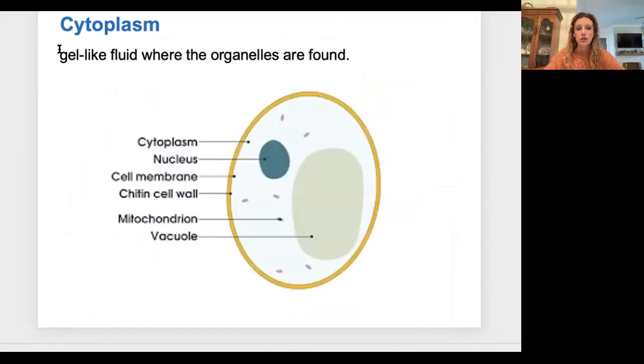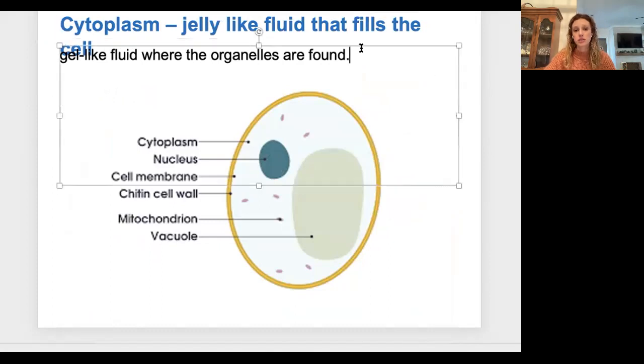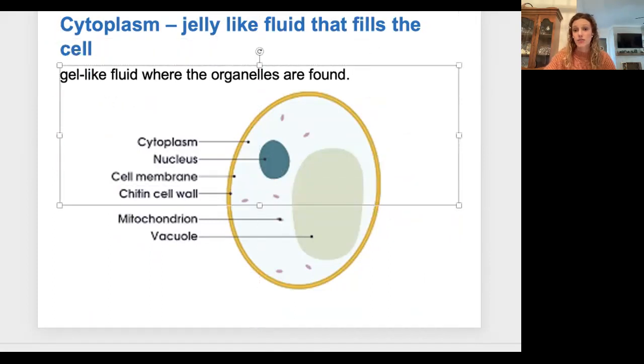Okay, so cytoplasm is the jelly-like fluid that fills the cells. So this is the gel-like fluid where organelles are found. I want you to write jelly-like fluid that fills the cell. Okay, so basically this is going to be like the air inside of the cell is going to be filled with this gel-like fluid called cytoplasm.